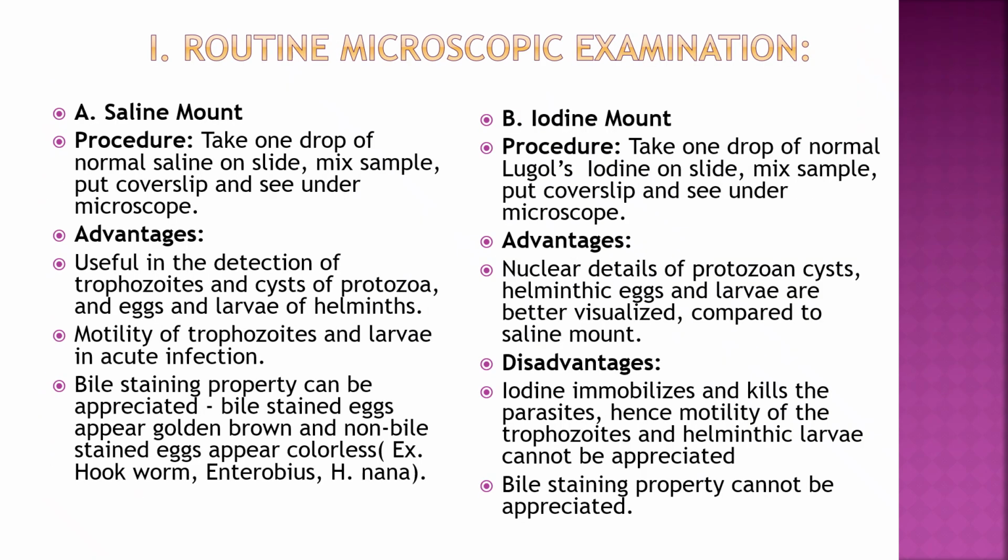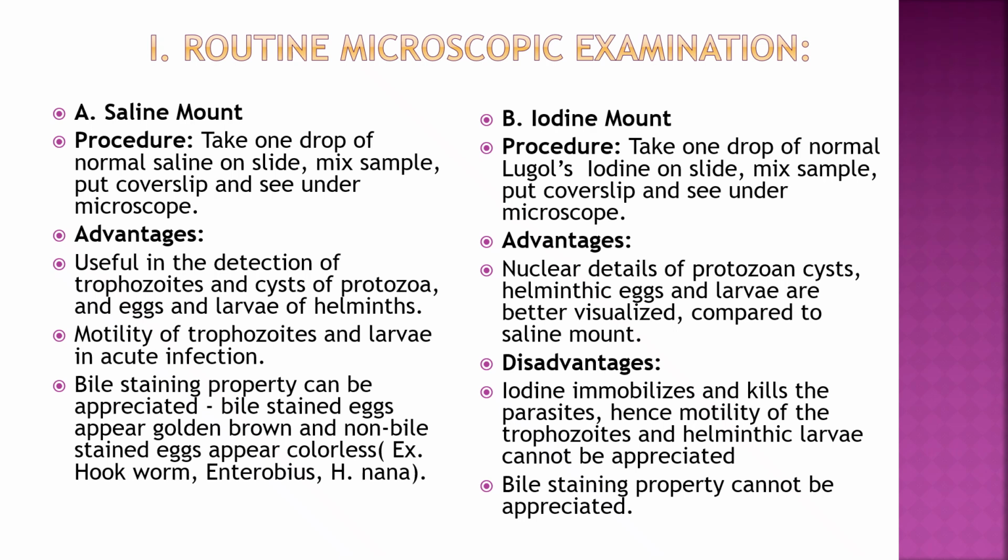In microscopic examination of stool, the first step is the routine examination, that is by saline wet mount and iodine wet mount. In saline mount, the procedure is to take 1 drop of normal saline on a slide, mix stool sample, put a cover slip and see under the microscope. The advantages of saline mount: useful in detection of trophozoites and cysts of protozoa, eggs and larvae of helminths. Motility of trophozoites and larvae can be appreciated. Bile staining property, that is they appear golden brown, and non-bile-stained eggs appear colorless. Examples of non-bile-stained eggs are hookworm, Enterobius and H. nana.